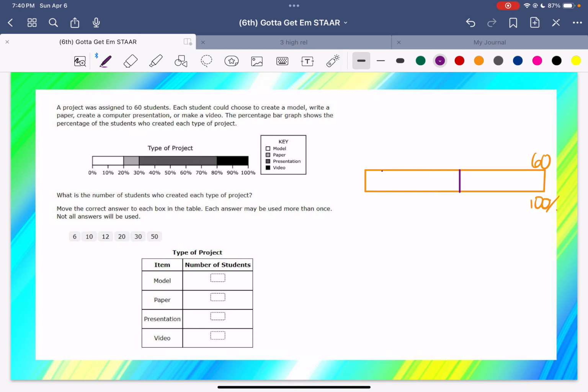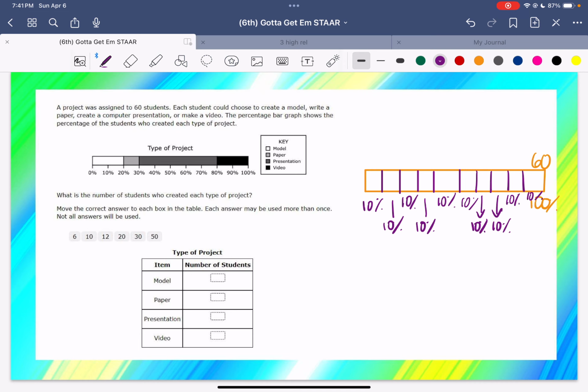Sorry, I switched colors. I just thought this might be a better representation to see. So I have 1, 2, 3, 4, 5, 6, 7, 8, 9, 10. So all 10 pieces of this bar represent 100%. So what that's saying is each is 10%.